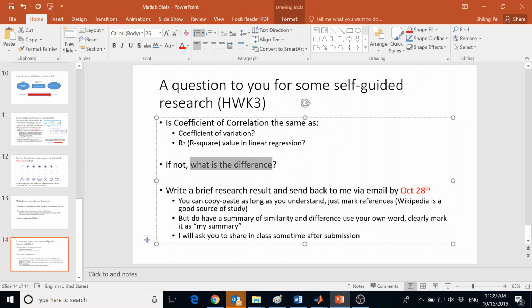So write a brief research result and send it back to me via email. I'll give you about 2 weeks, and feel free to use any source you want. Wikipedia is pretty good. You can copy and paste all the material or references you want, just tell me where you copied them from. But do a summary of similarities and differences using your own words. It can be just a paragraph, or you can use bullet points or whatever you want. Half a page, 1 page, I don't care.